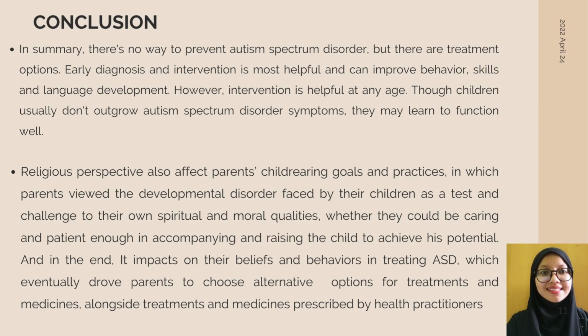In conclusion, there's no way to prevent autism spectrum disorder, but there are treatment options. Early diagnosis and intervention is most helpful and can improve behavior, skills, and language development. However, intervention is helpful at any age. Though children usually don't outgrow autism spectrum disorder symptoms, they may learn to function well.